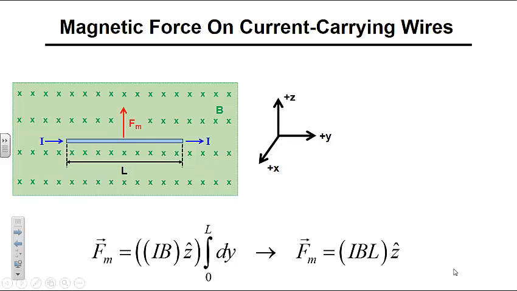The magnitude of the magnetic force is thus the product of the current in the wire, the magnitude of the magnetic field, and the length of the wire. The direction of the magnetic force is upwards, as expected.